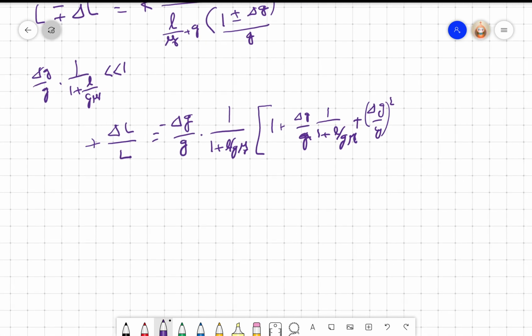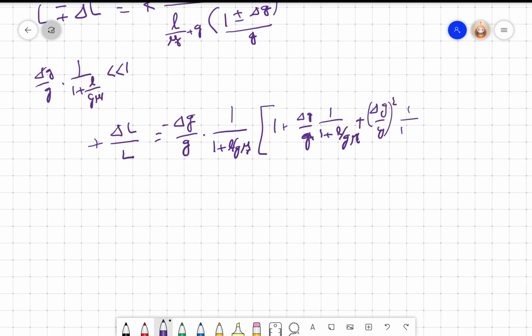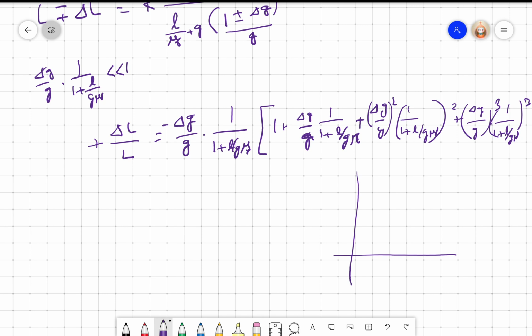This will be into 1 by 1 plus L by G mu R whole square plus delta G by G whole cube into 1 by 1 plus L by G mu R whole cube. All powers will be there, right? So if I plot this, please remember, if I have increasing delta G, I am increasing the air gap. Inductance will decrease. Delta L will be decreasing. Okay, it's highly nonlinear.